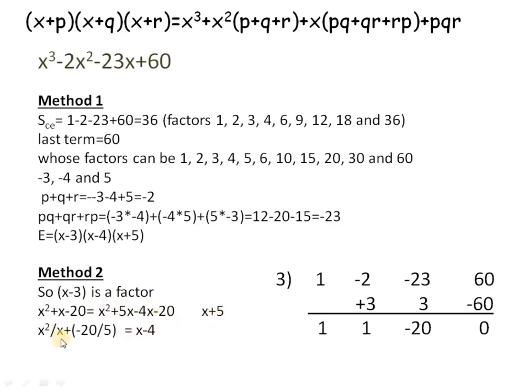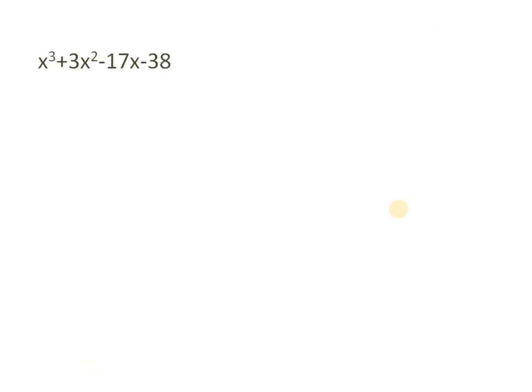We are going to divide the first term and last term by this factor and we get the second one as well. So now we can express our cubic equation in the form of factors: x minus 3 into x minus 4 into x minus 5. I hope you understand this. Let us proceed to the next problem.